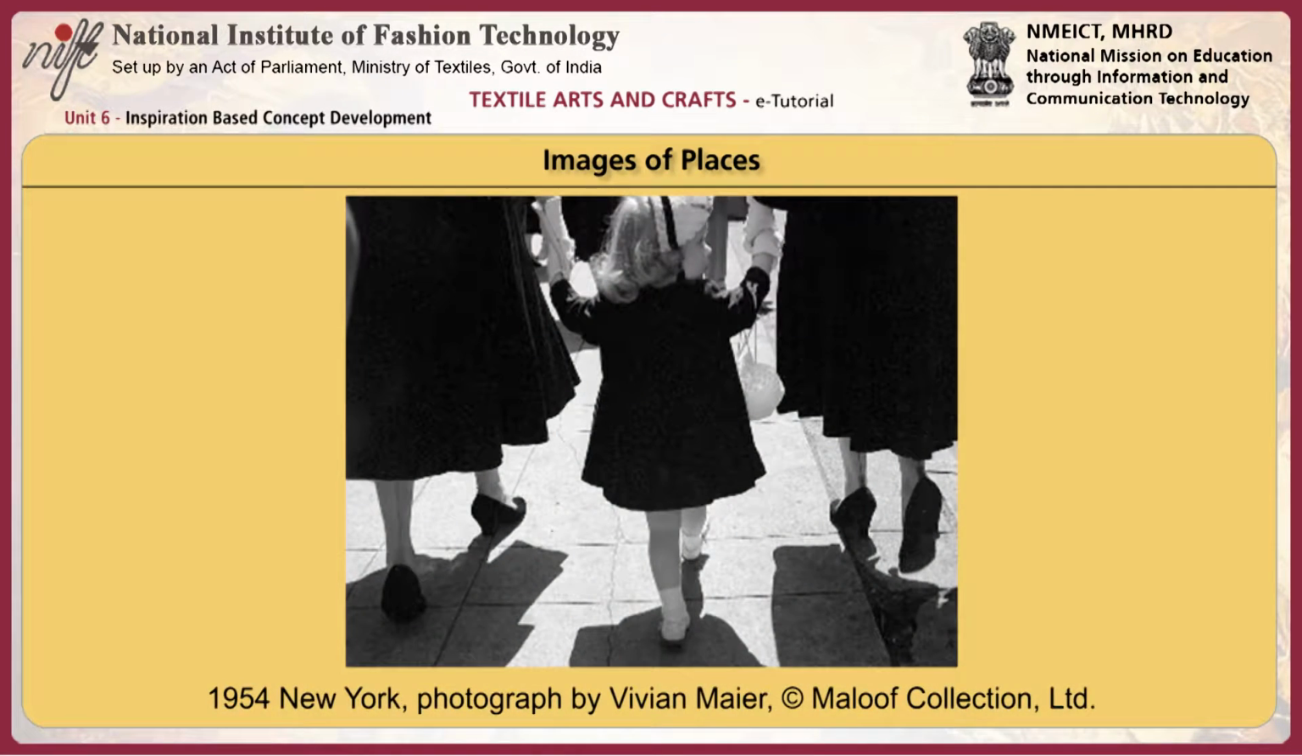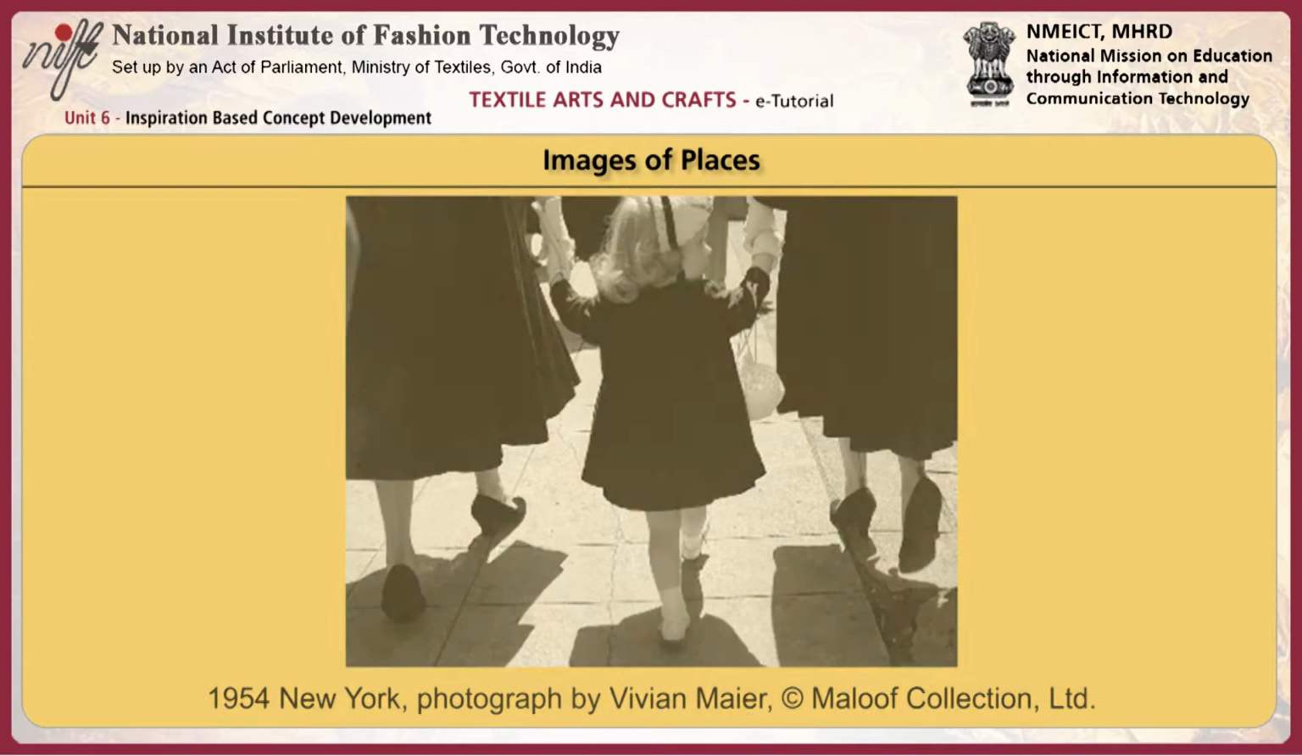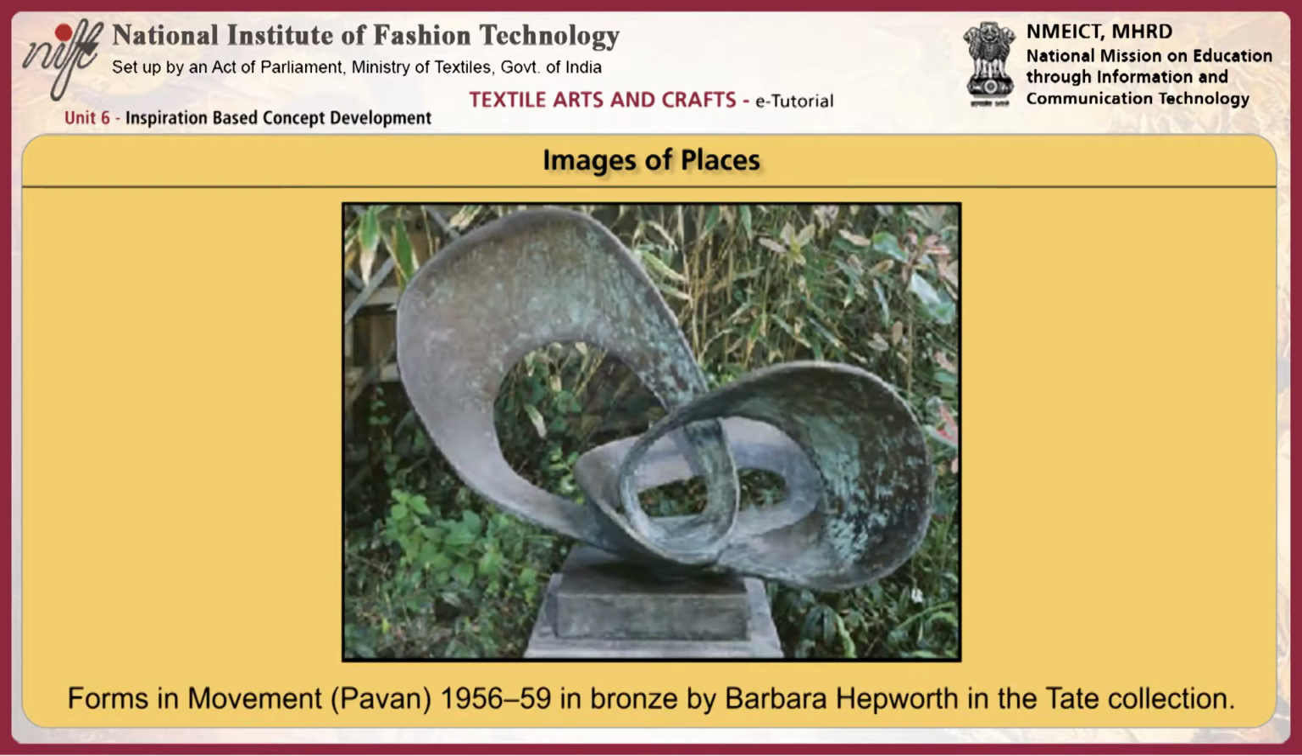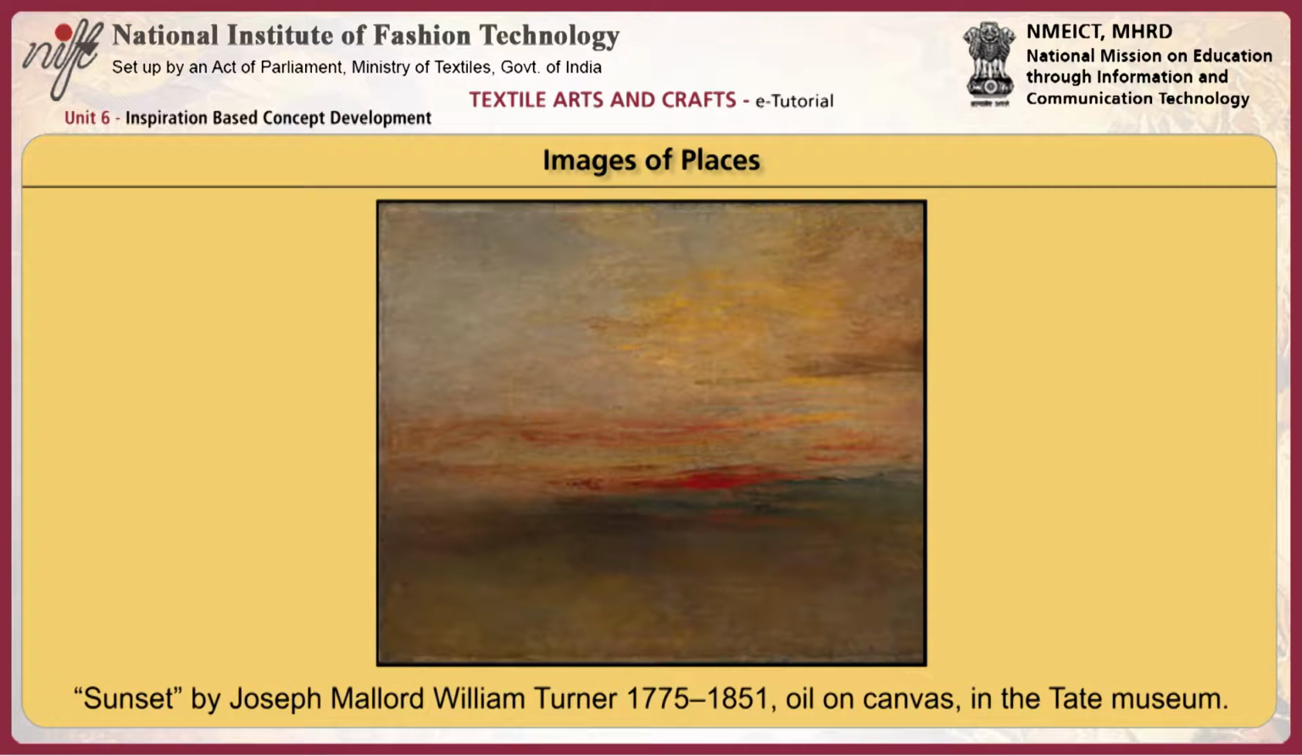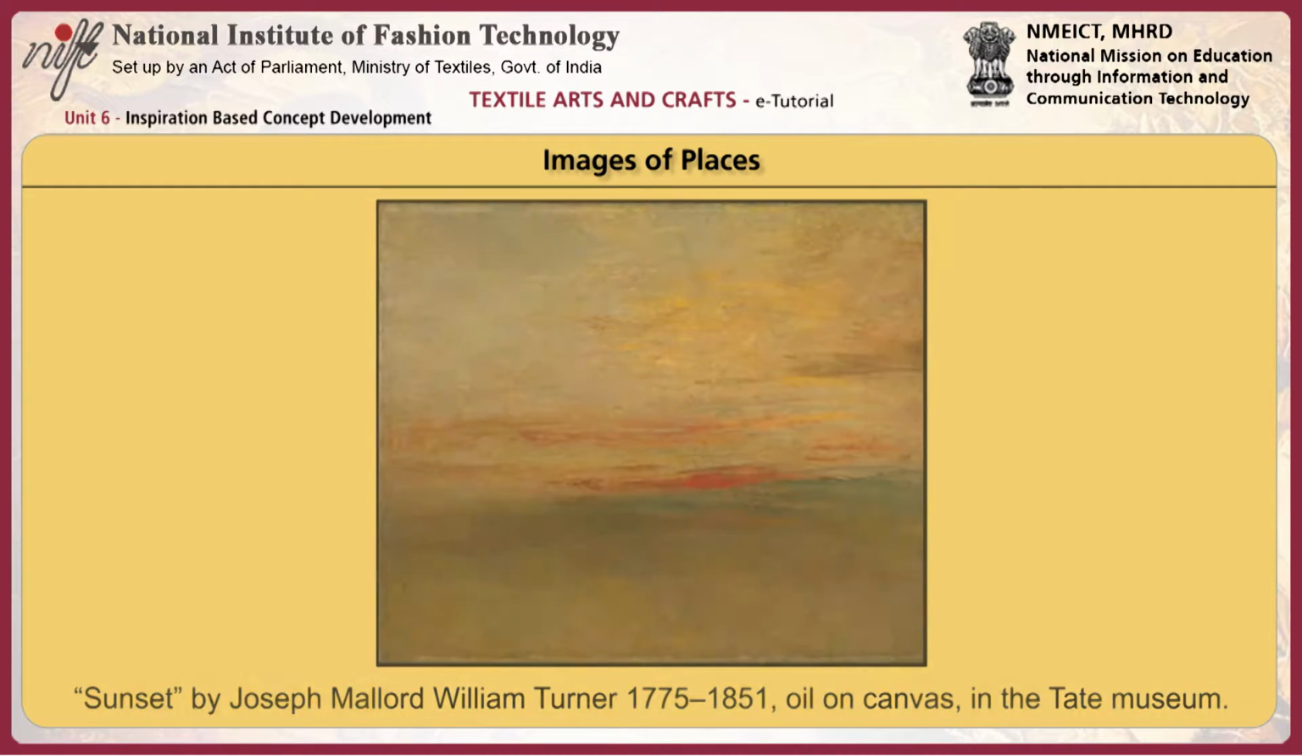Street of 1954 New York, photographed by Vivian Maier. This is Forms in Movement, Pavan, in bronze by Barbara Hepworth in the Tate collection. Sunset by Joseph Mallord William Turner, oil on canvas in the Tate Museum.